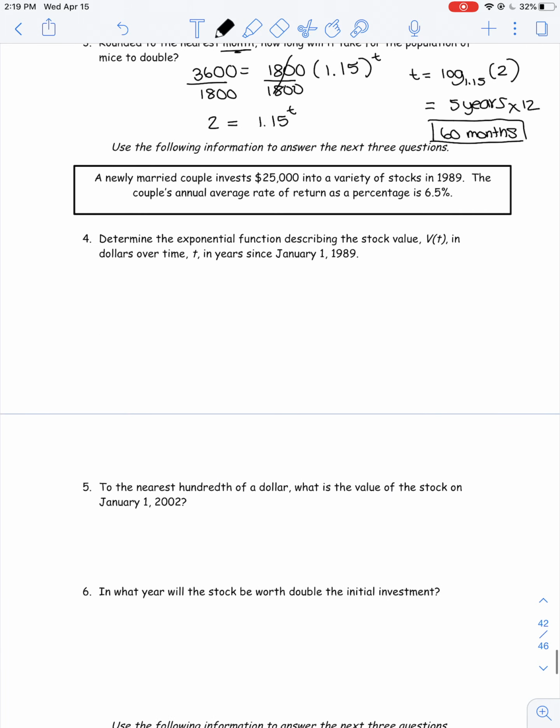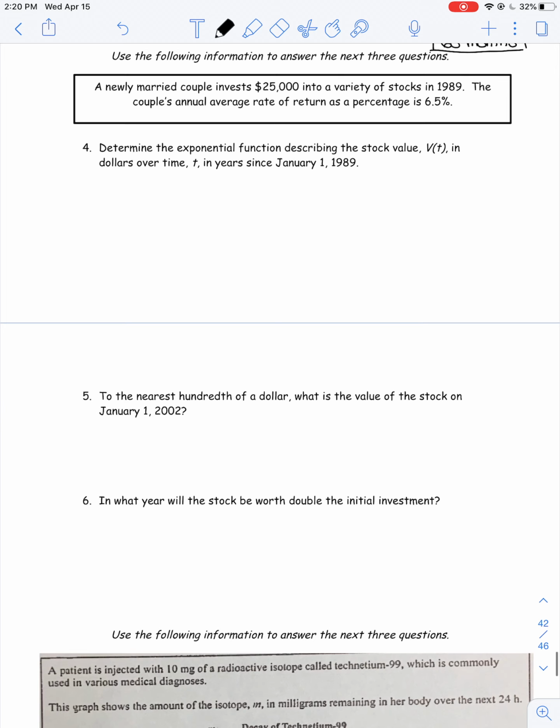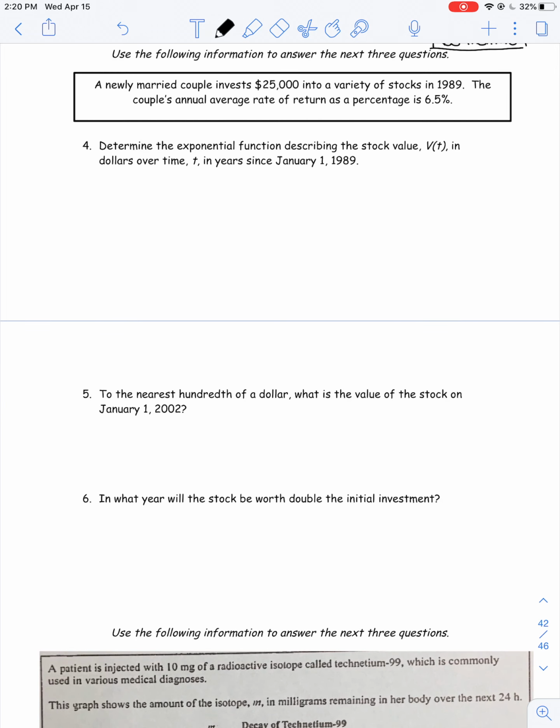Example number 4, use the following to answer the next 3 questions. So we have a newly married couple invests $2,500 in a variety of stocks. The annual average rate of return as a percentage is 6.5. So they want the exponential function describing the stock value in dollars over time. And we have the year since January 1st, 1989.